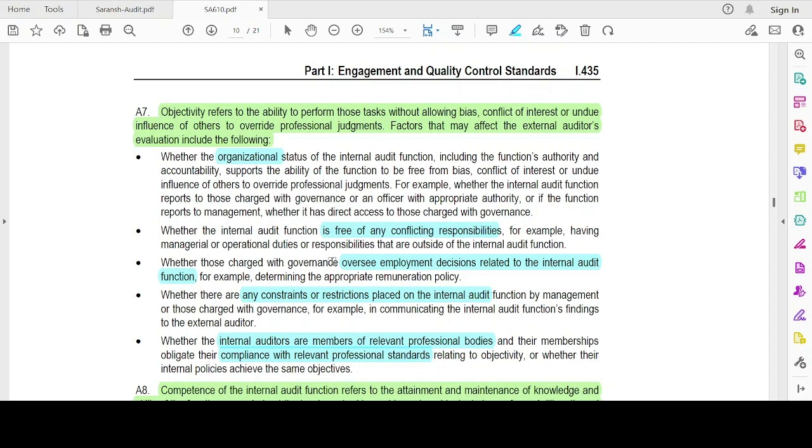Oversee the employment decision. That is teachability, oversee the employment decision. Okay, so to get a better performance bonus, what an internal audit function will do, they will give good reports. That should not be the case. I have to check whether there are any constraints or restrictions. For example, the internal audit findings will not be directly communicated to the external audit. It has to be routed via the management. Then it is not proper.